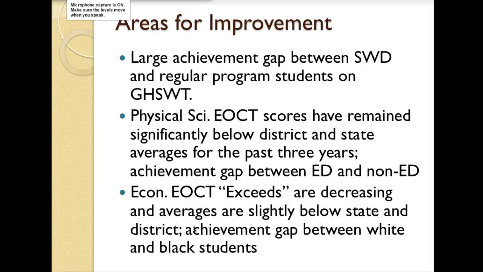As far as areas of improvement, I've identified 3 areas that I think the school should look at for the next year. We do want to look at this large achievement gap that we have between students with disabilities and regular program students on the writing test. We want to look at our physical science scores, why they've been below district and state averages, and look specifically at this achievement gap between our economically disadvantaged and our non-economically disadvantaged students. And then as far as the economics EOCT, we want to look at why we've been slightly below state and district averages, and then determine the cause of that achievement gap between our white and our black students there.